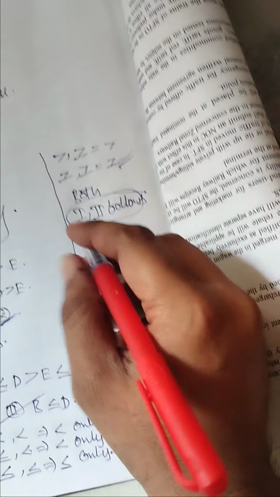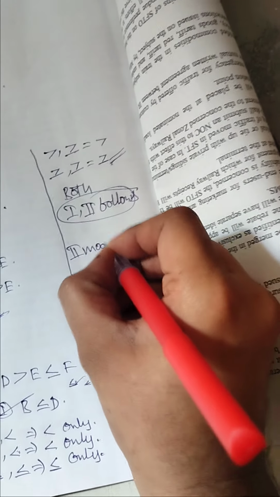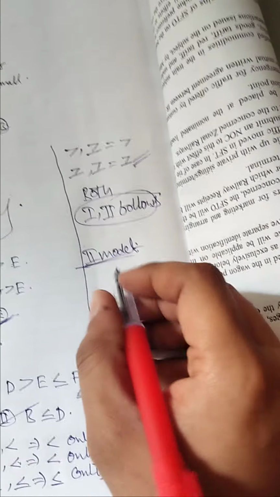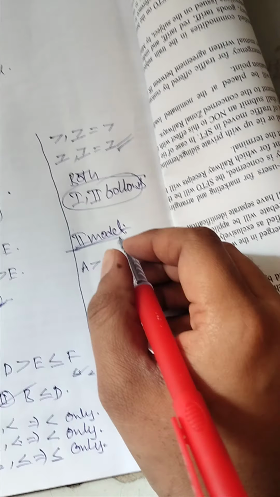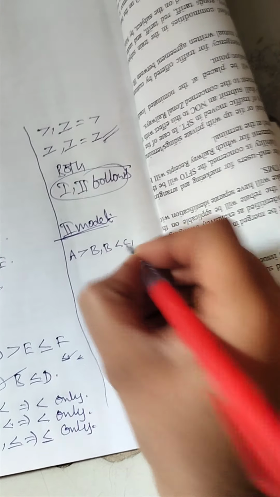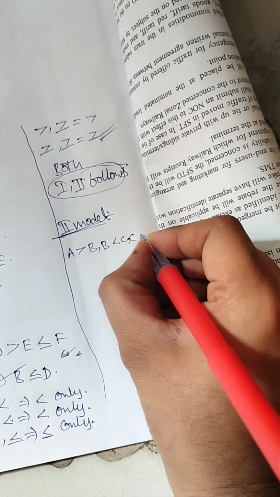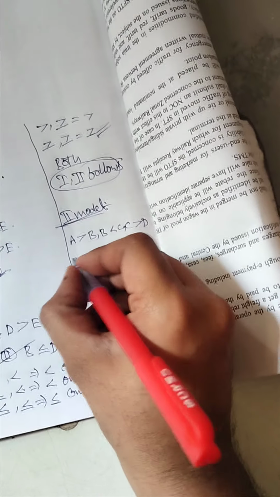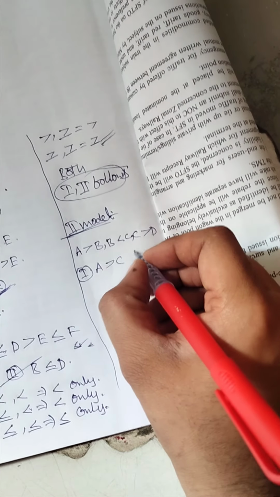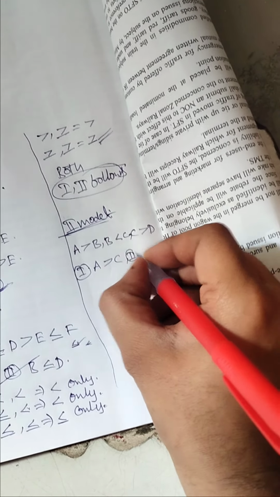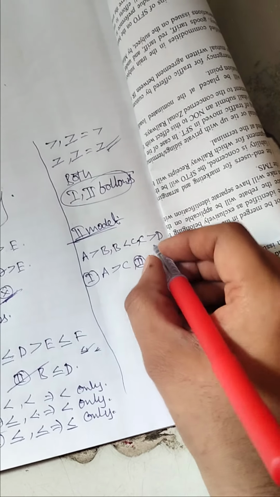Next, the second model. The problem is like A greater than B, B less than C, C greater than D, and it is given that... so this is the model we are supposed to learn.